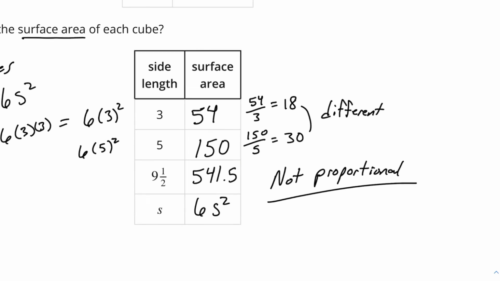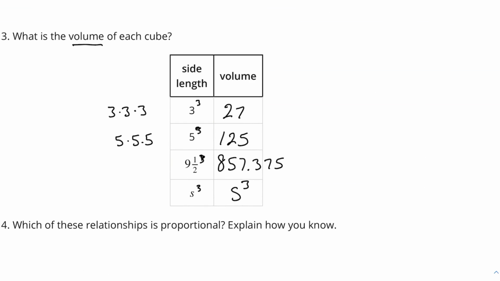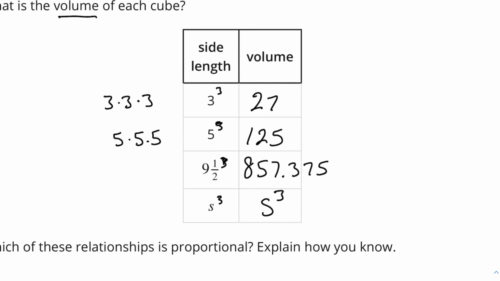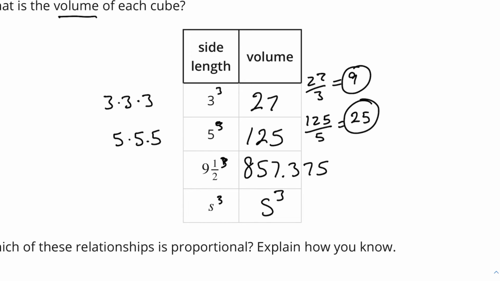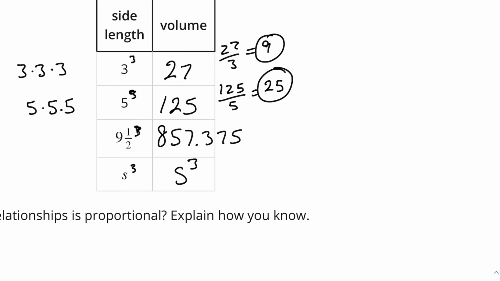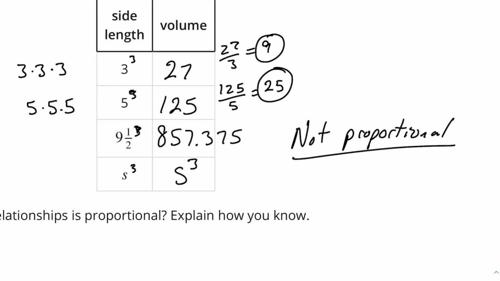Now let's look at our volume. We're going to take what's in the second column divided by the first, so it's going to be 27 divided by 3 is 9. 125 divided by 5 is going to be 25. So right away, we can see we don't have a constant of proportionality because these two numbers, 9 and 25, are different. So that's not proportional.